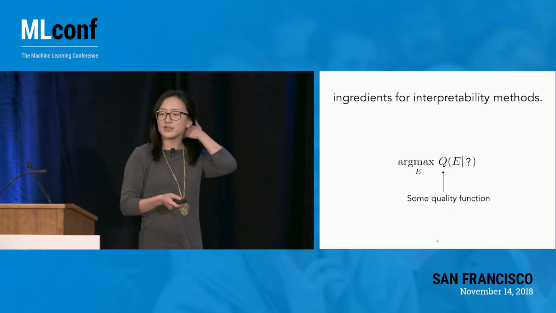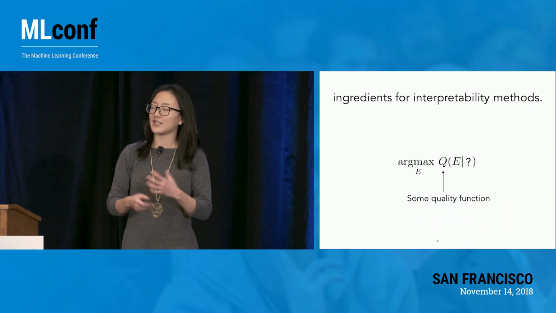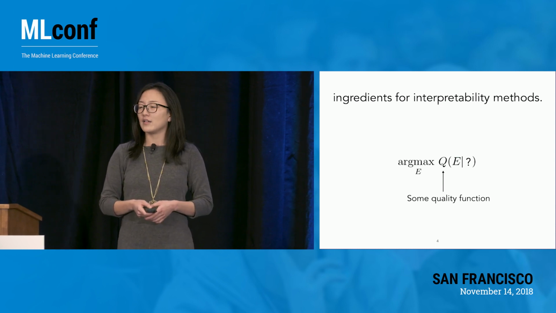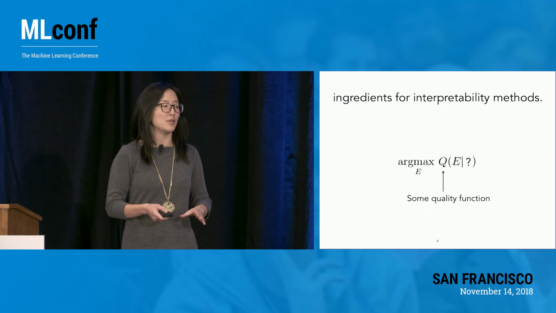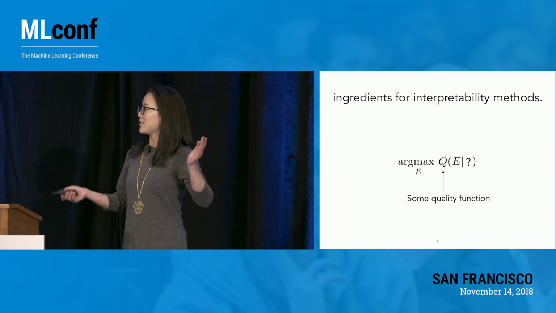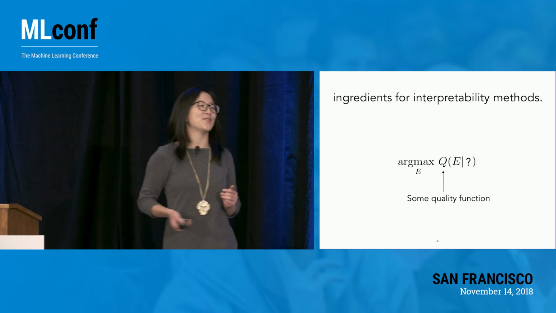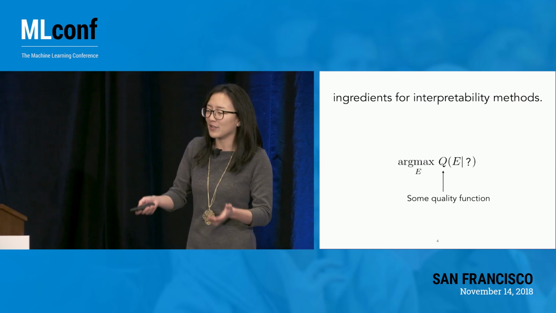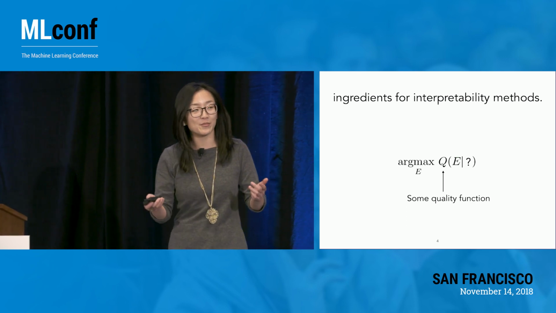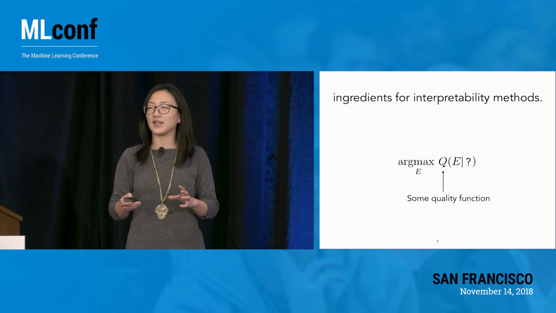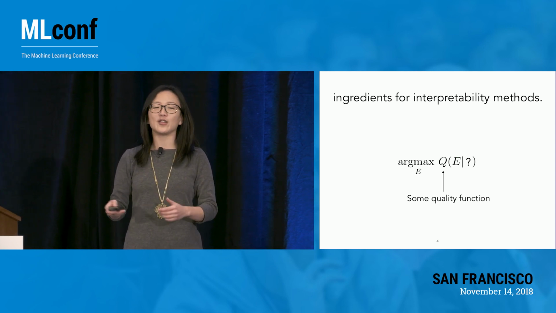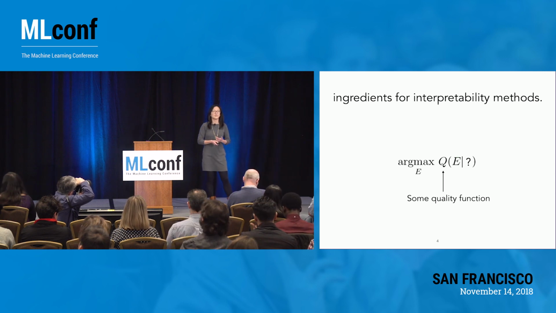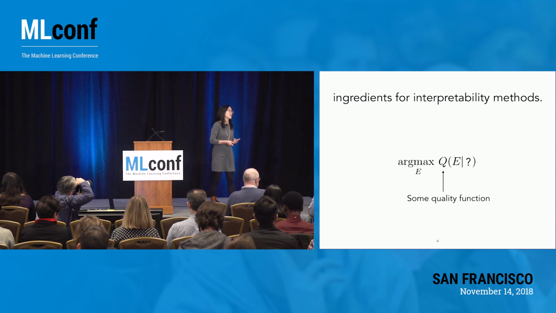So before jumping right into interpretability methods, I thought I would lay out some basic ingredients. How many people here are familiar with what optimization is? All right, lots of folks, great. It doesn't matter if you're not. I'll explain what it means. You can view interpretability as an optimization problem. It is about finding the explanation E such that you can best do on a particular metric, Q. So find E such that Q is maximized.